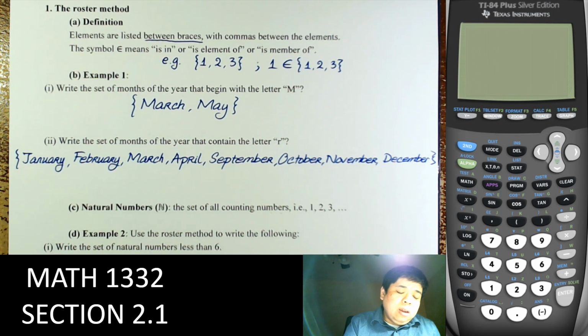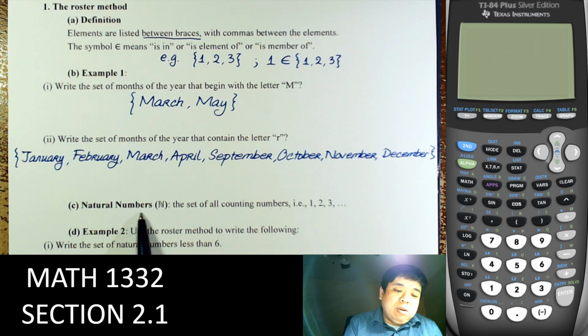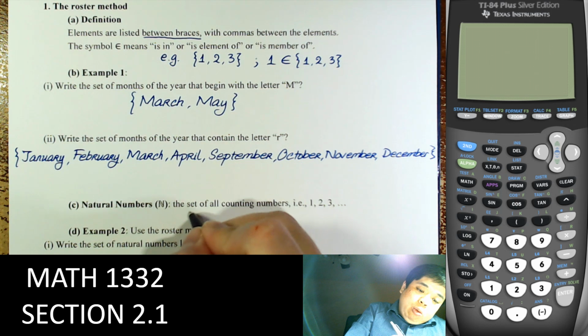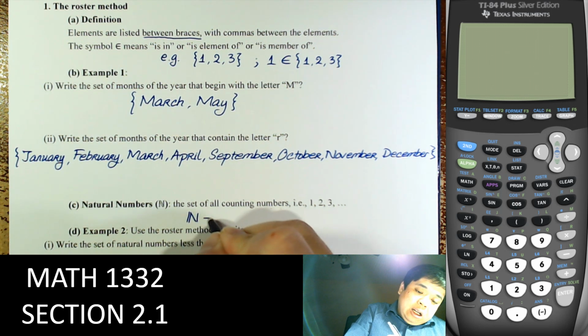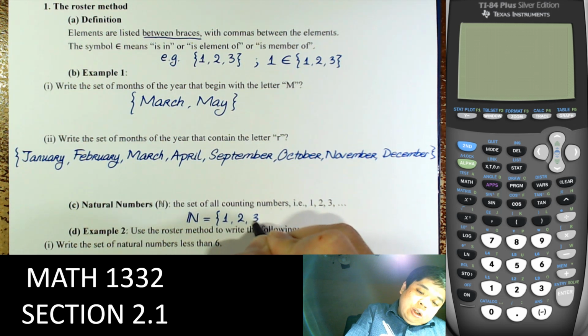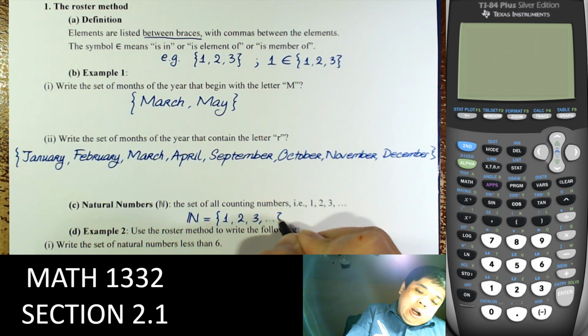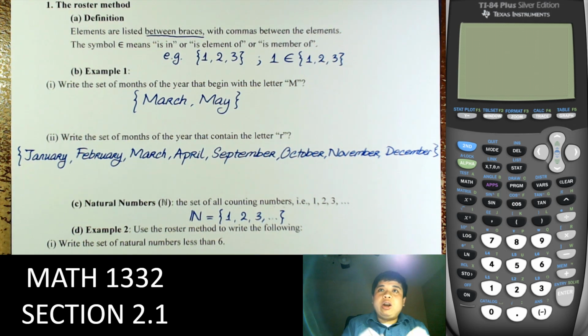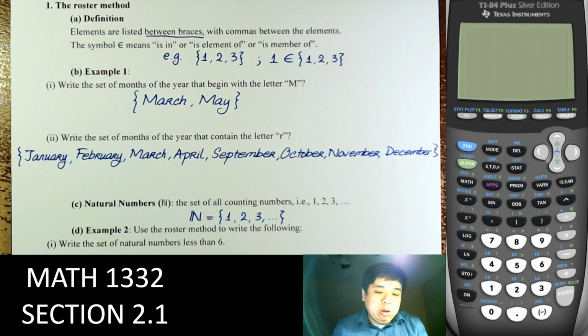Now, the natural numbers are the set of all counting numbers 1, 2, 3, and so on. If we want to write the set of natural numbers, we write it equal to the set of 1, 2, 3, and so on. We use a dot dot dot because we cannot list all the natural numbers, but we know the pattern.